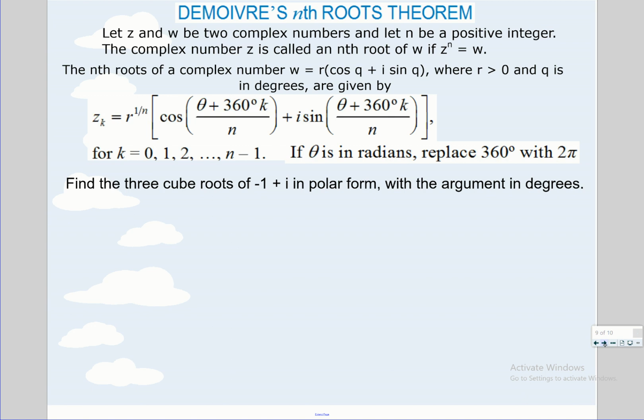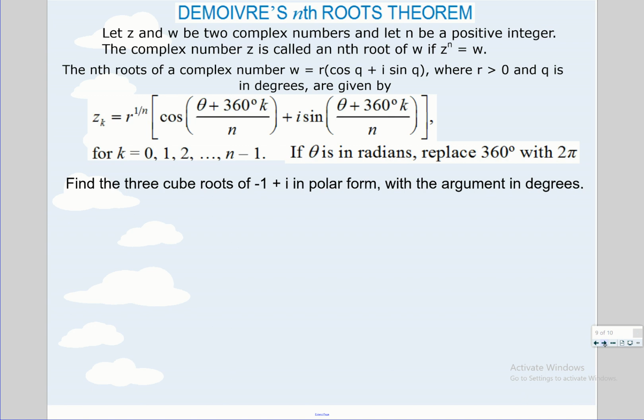So if I was going to do square roots, my K would be 0 and 1. If I were going to do cube roots, it would be 0, 1, and 2. I would have to use 3 of them. Does that make sense? If I was finding fifth roots, my K's would be 0, 1, 2, 3, and 4. All the integers starting at 0, leading up to 1 less than my n value. So I'm going to show you what that looks like with this problem here.